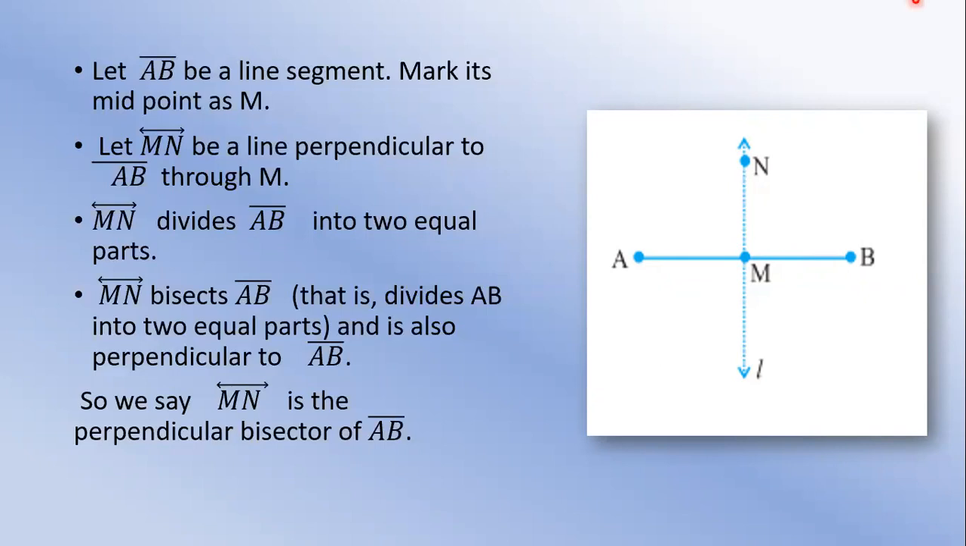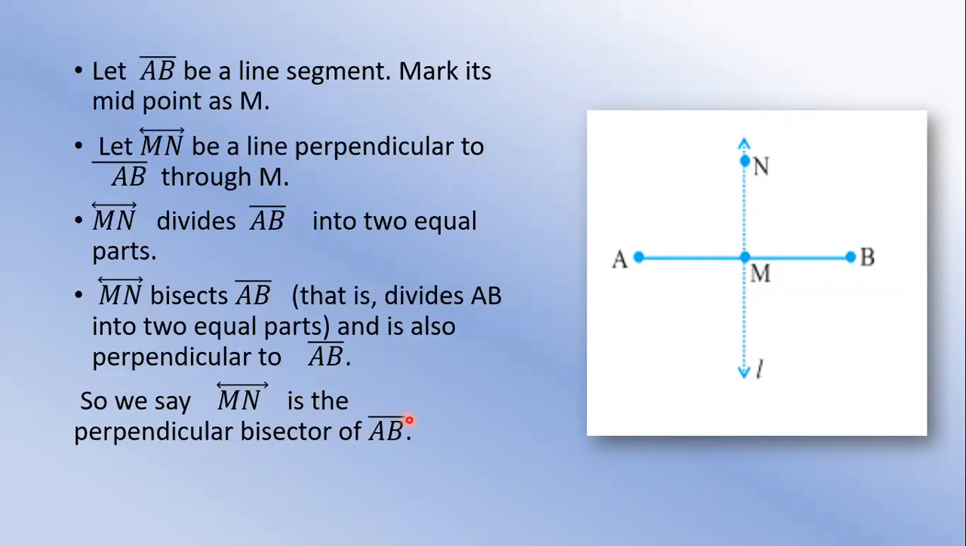So we can say that MN is the perpendicular bisector of line segment AB, because here NM meets AB at a right angle, so it is a perpendicular line, and it divides it into two equal parts. That means it is a bisector also. So we can say that MN is the perpendicular bisector. It is perpendicular and also it divides into two equal parts. So we can say MN is the perpendicular bisector of line segment AB.